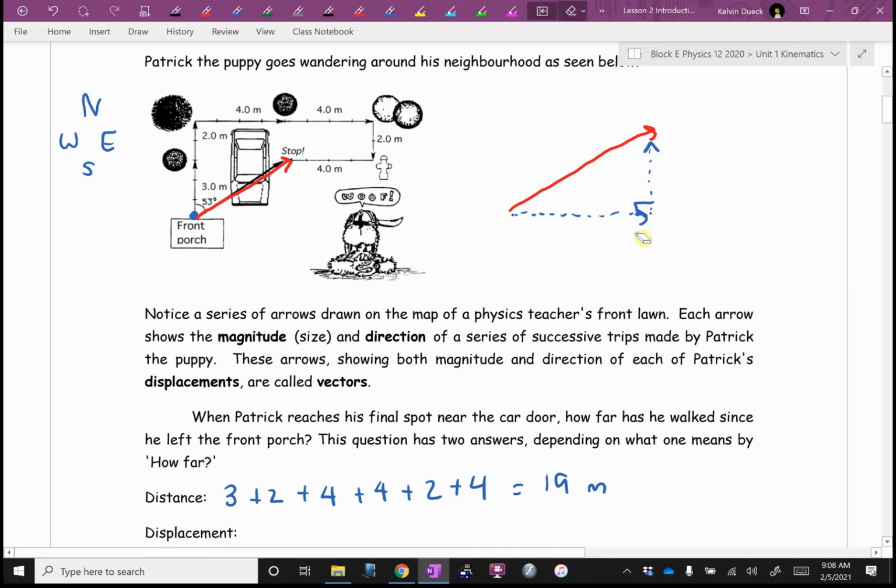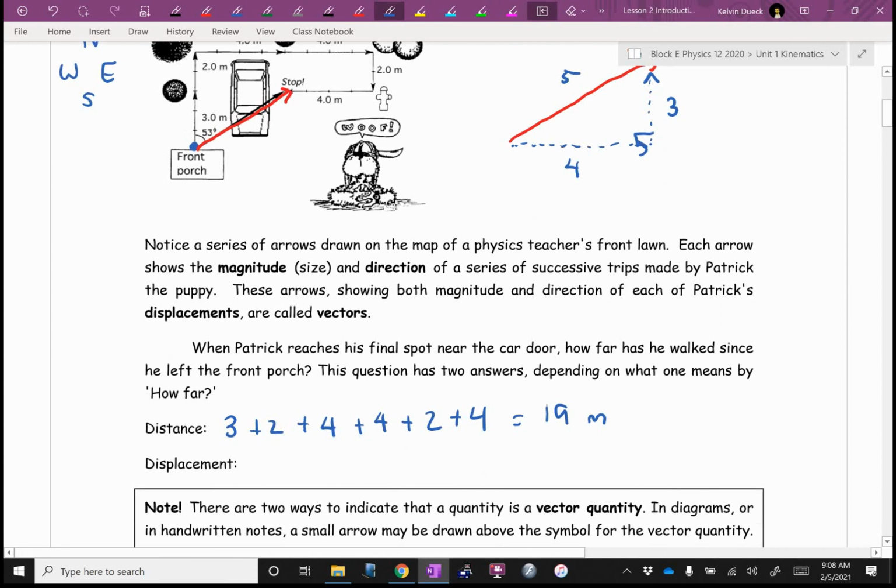How long is this baseline? Look at the picture and see if you can figure it out. How long is this vertical line, the north line? 3. Do the Pythagoras. How long is the hypotenuse? Is it 5? It's a 3, 4, 5 triangle. If you go 3 squared plus 4 squared, it equals 5 squared. This ends up being 5. So for the displacement, the magnitude is going to be 5 meters. But then I draw a little at symbol because I need to give a direction. The direction is going to be this angle theta here.